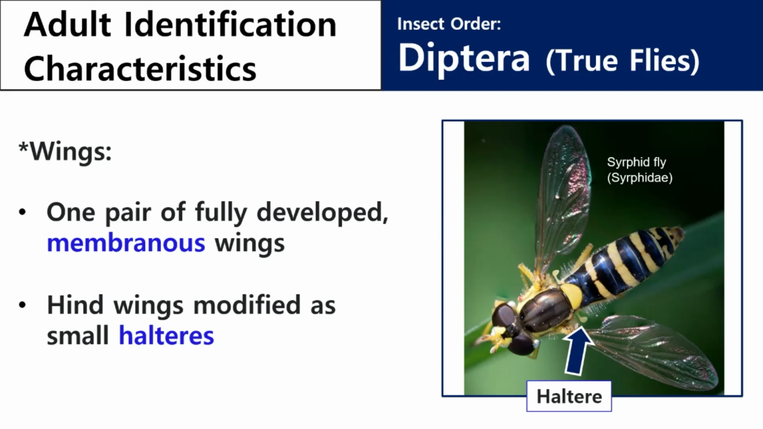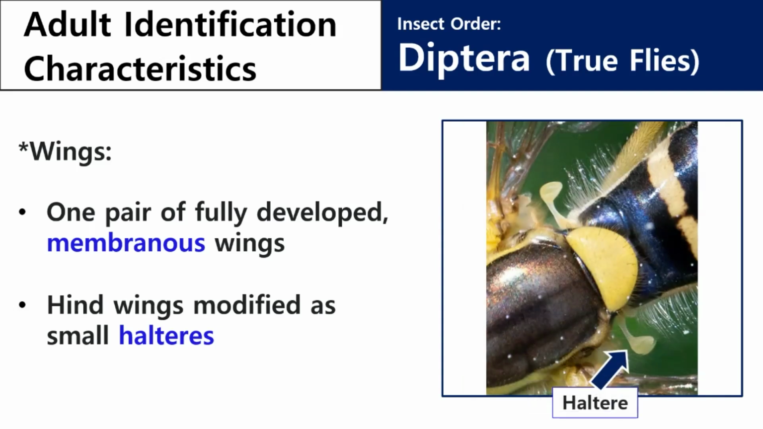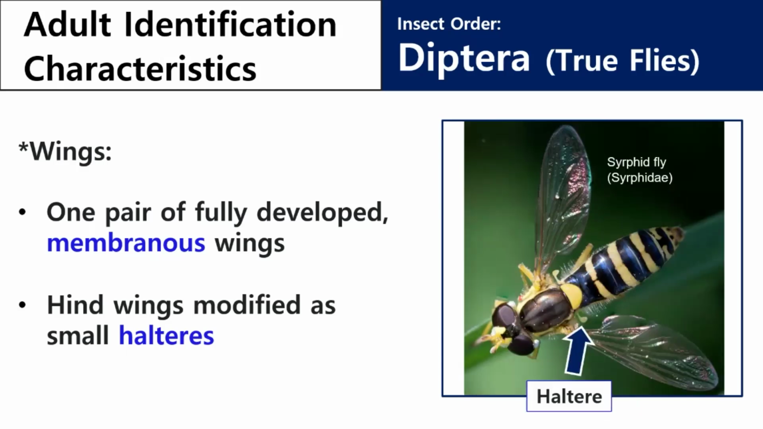This hind pair of wings is not fully developed. They're modified to be what's called halteres. And we'll zoom in on what these halteres look like. And they act as little gyroscopes to help with flight and body orientation as this fly is moving around. They only have one pair of fully developed wings. We can go back.